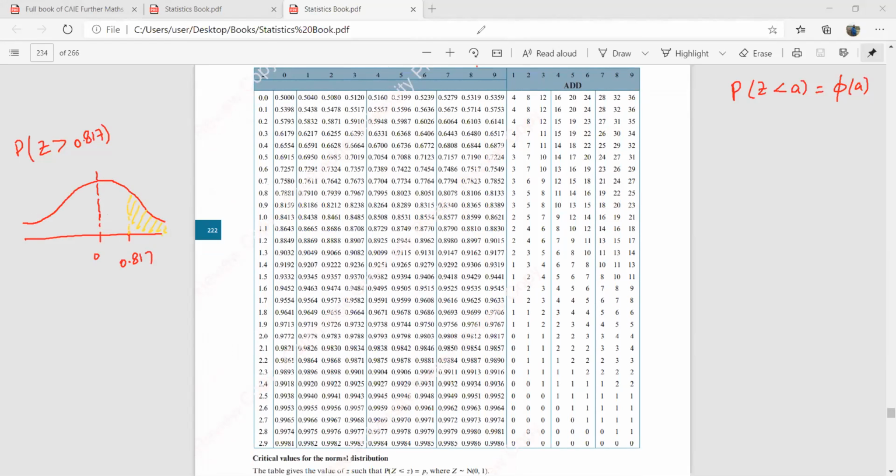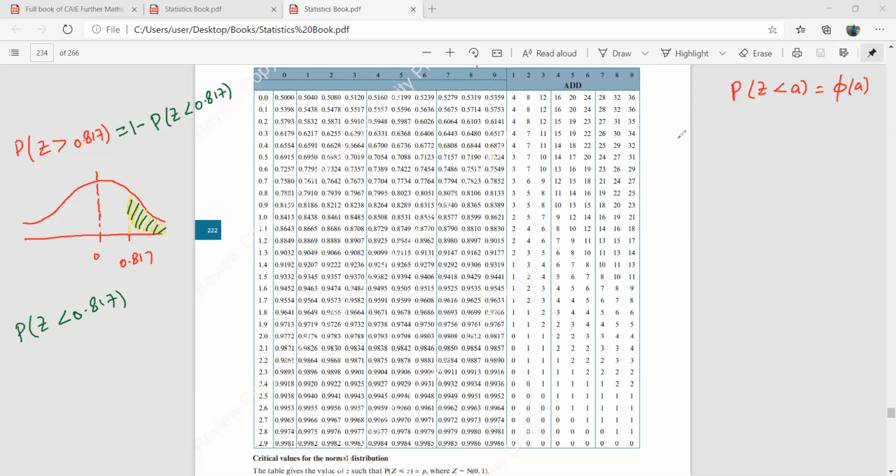So if I only know how to find probability z is less than 0.817, how can I find this area? Yes, beta? Sir, subtract it from one. Yeah, this would be 1 minus probability z is less than 0.817, because the total area is 1 over here.